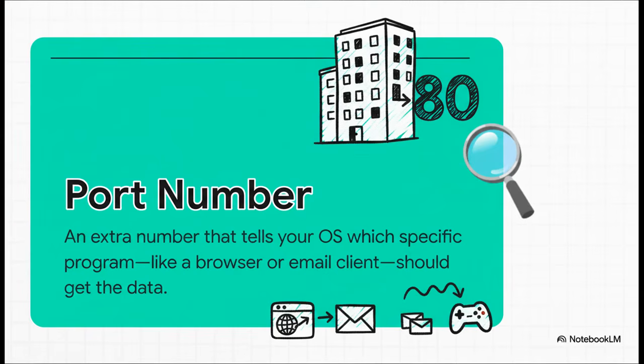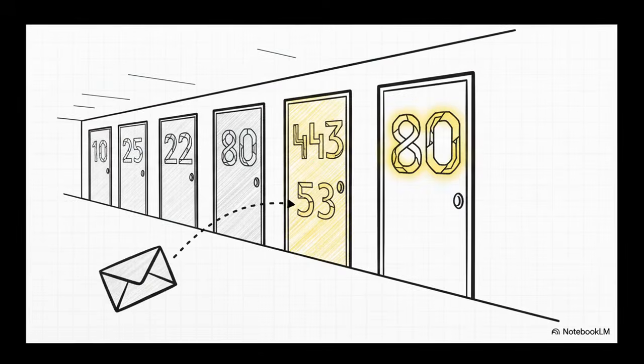You can just think of it as an extra number that's attached to the data, and it acts like an internal sorting system. So when data arrives at your computer's IP address, your operating system looks at the port number to figure out exactly which program gets it. Is this for your browser, for Spotify, or for your email? So let's jump back to our apartment building. If the IP address is the street address, the port number is the apartment number. It's that simple. Apartment 80 might be your web browser, while apartment 25 is for email. Now, the mail carrier knows exactly where to drop off each letter.